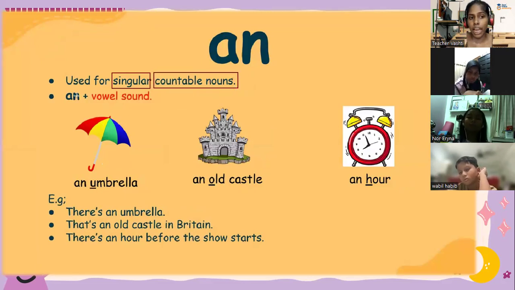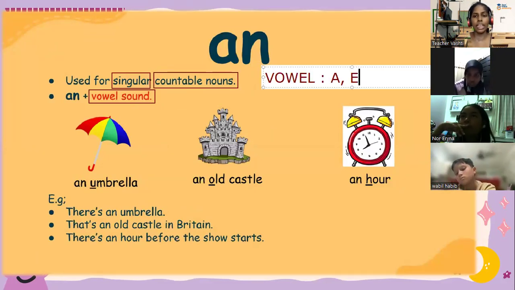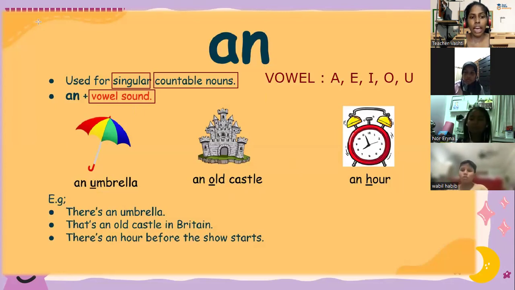But you use N with a word that starts with a vowel sound, which is, what are the words? Vowel? A, E, I, O, U. So if you have any word that starts with A, E, I, O, U, you got to use N. An umbrella, an old castle, an owl. There's an umbrella. Kita guna an because there's U. Umbrella. Vowel. That's an old castle in Britain.